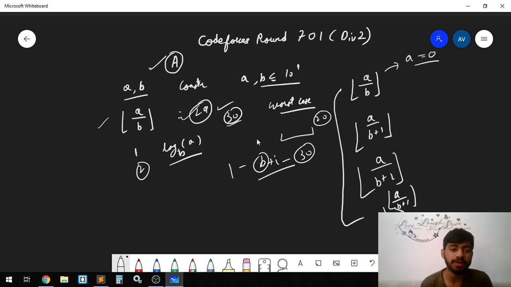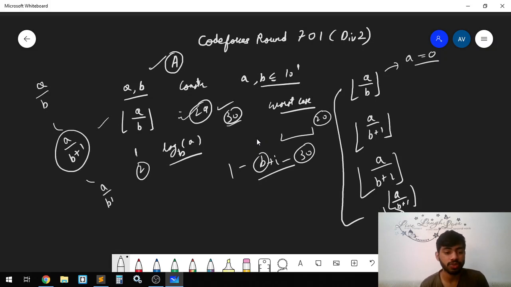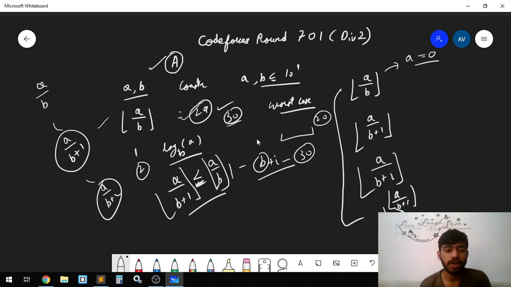And one can think that if I am dividing first a by b, then I can divide a by b plus 1, and after that I can divide by b plus 2. No, this is not an optimized solution, because we know that a divided by b plus 1 is always less than or equal to a divided by b, right? Because if we do this operation after some iteration of the type 1 operation, then we can get the minimum operations by doing this type 2 operation before type 1, right?